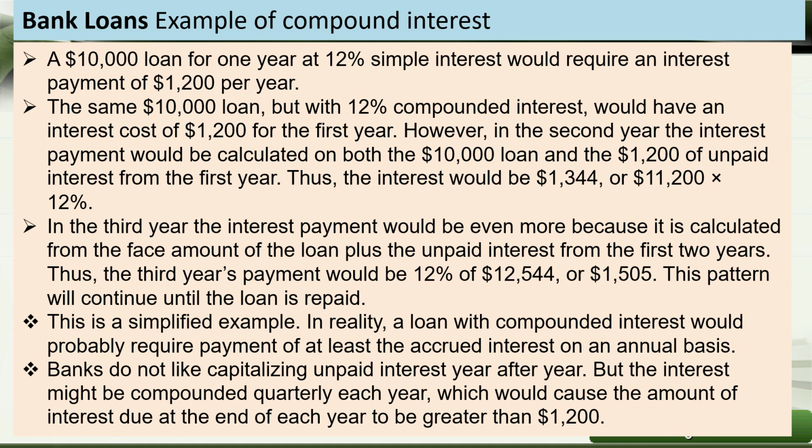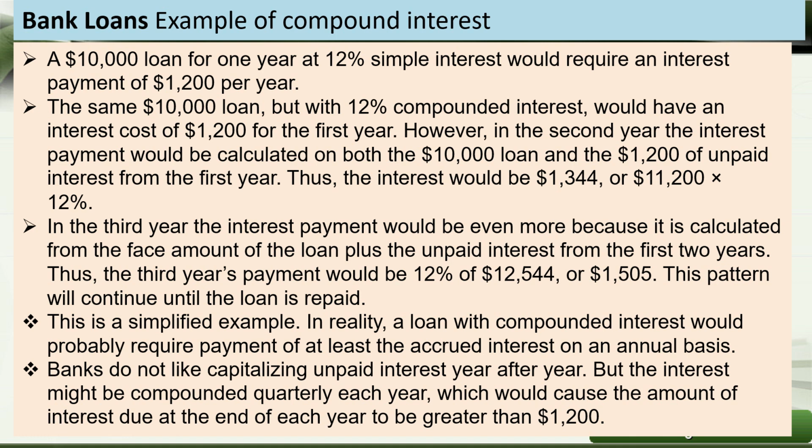Actually, this is a simple example. In reality, a loan with compounded interest would probably require payment of at least the accrued interest on an annual basis. So this is mathematically to explain the compounded interest. But actually bank practices are not like that. Maybe it will be compounded for the yearly interest calculation for some banks, some financial institutions, but actually the interest payment is collected by the bank.